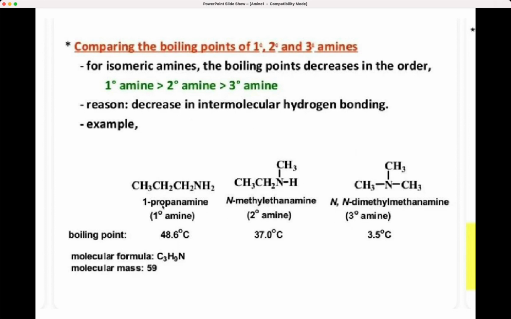So this is propanamine, CH3CH2CH2NH2. Then the secondary amine, N-methyl ethanamine, CH3CH2NHCH3, where you attach another CH3. Here the boiling point is given as 48.6, for this it is 37, and for the tertiary only 3.5, N,N-dimethyl methanamine. Three CH3 groups are seen around N. The molecular formula is C3H9N and the molecular mass is 59.